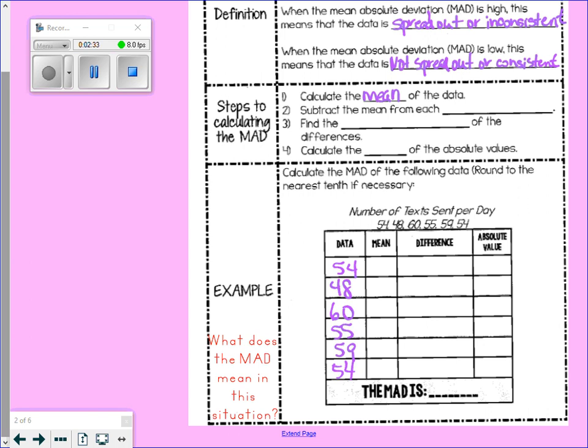And I want you to go ahead with your table group and determine the mean of our data, the number of texts sent per day. What is our mean? Alright, good. So y'all got the mean as 55. And you can just go ahead and fill it in each time. Not totally necessary, but it kind of goes along with our next step. We are going to subtract the mean from each data value.